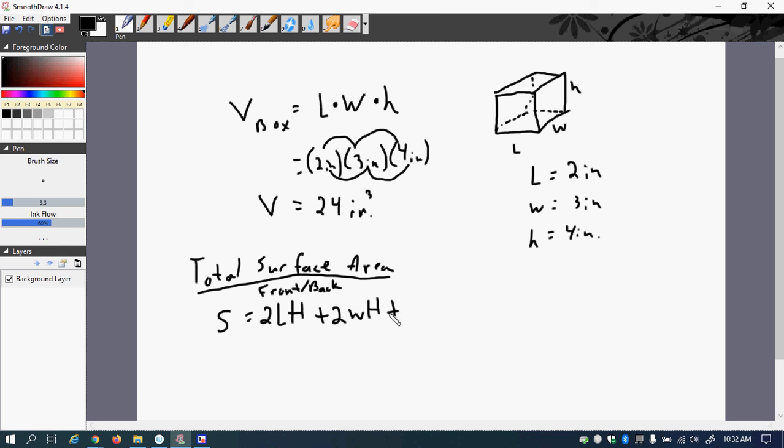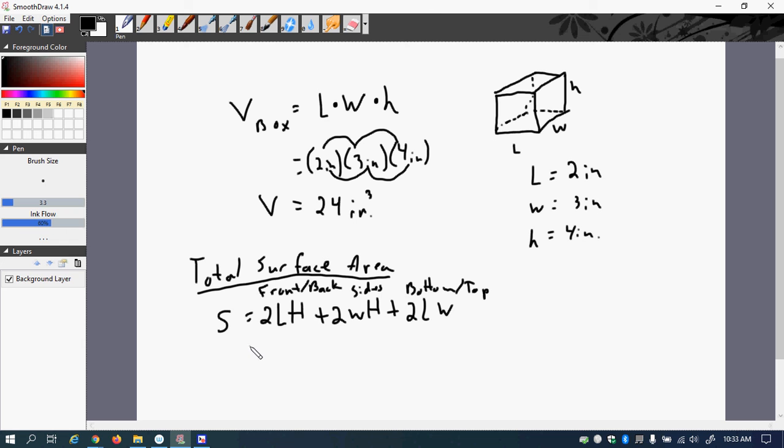And then I do the top and the bottom. That's length times the width. We also have it for the top and the bottom. So this is for the bottom and the top. Over here, this one is for the sides. Now you have this formula, and you can see why it's put together.